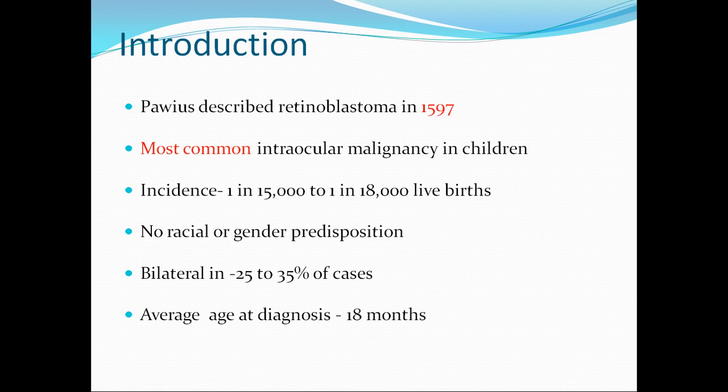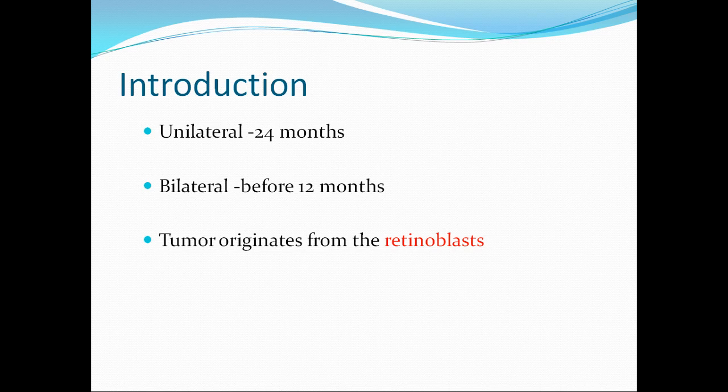It is bilateral in about 25 to 35% of cases. The average age at diagnosis is 18 months. Unilateral cases are diagnosed at around 24 months. Bilateral cases are diagnosed before 12 months. Most cells comprising the tumor histologically resemble the cells of an undifferentiated retina of the embryo called retinoblasts.